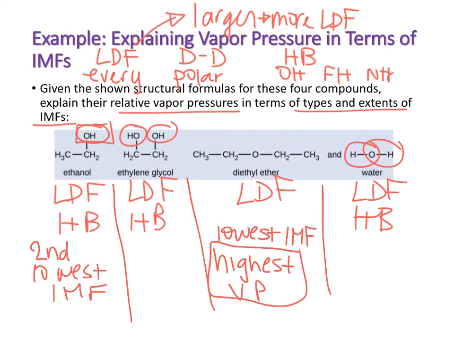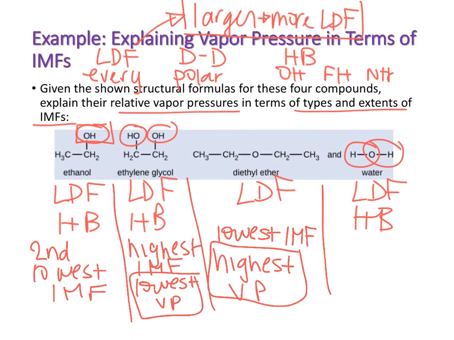Okay, so between water and ethylene glycol, which one of these has the highest IMF? Because ethylene glycol is bigger, remember we pointed that out earlier, when something is larger it has more LDF. Because ethylene glycol is bigger and it has those 2 points of hydrogen bonding contact, it is going to have the highest IMF, which means this would have the lowest vapor pressure. And then water would be in between, so it would be third. So we would have the second lowest vapor pressure, same thing.